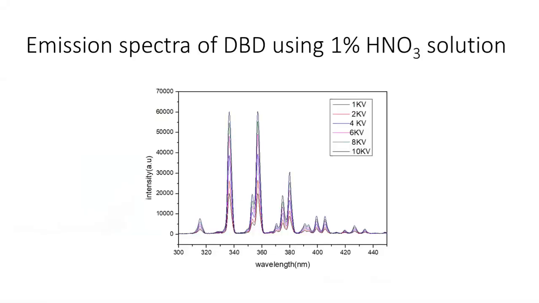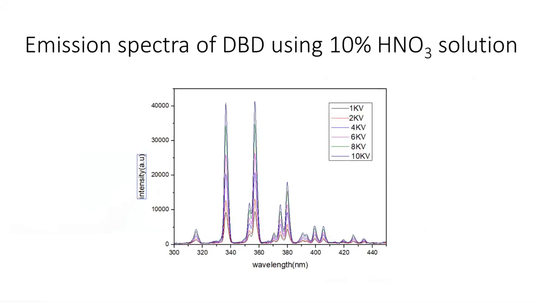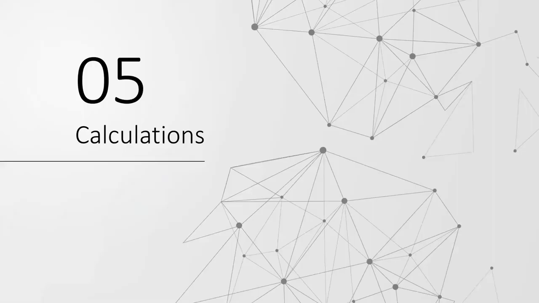These are the emission spectra of DBD using 1% HNO3 solution applied at different voltages. Similarly, the emission spectra of DBD using 5% HNO3 solution applied at different voltages. This is the emission spectra of DBD using 10% HNO3 solution applied at different voltages. Now moving to the calculations.